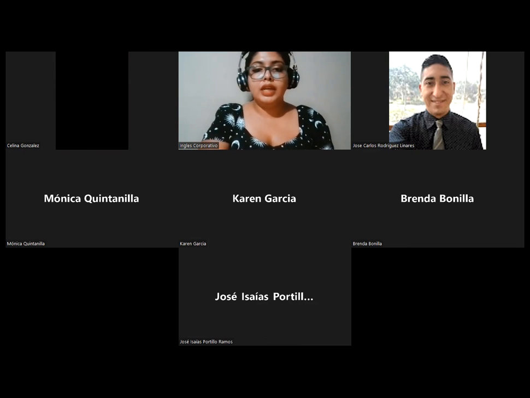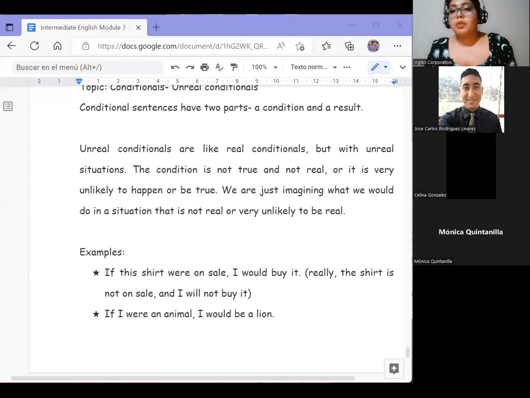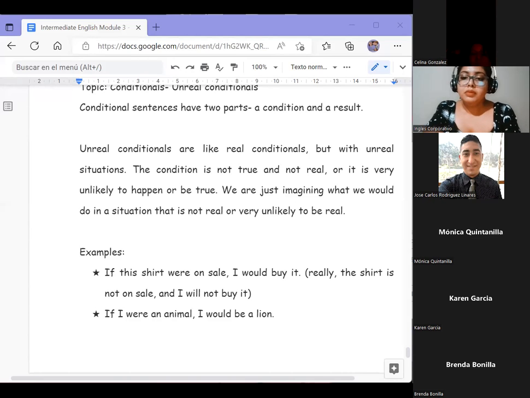So we are first making a very, very short review of the information that we have about the unreal conditional to keep understanding what this topic is about. Something very important that we know about the real and unreal conditional is that they have 2 parts. One is the condition, and 2 is the result. Like in the real conditional, the unreal conditional also has this same structure, the condition and the result. And it was said that unreal conditionals are like the real conditional, but with an unreal situation.